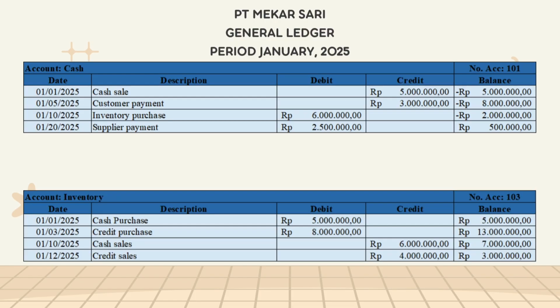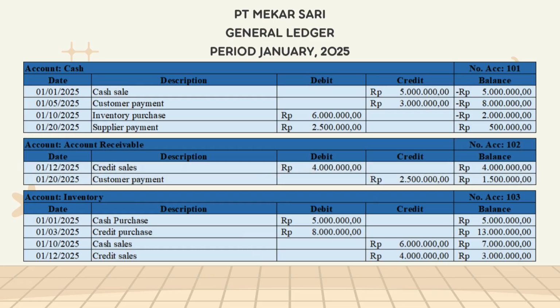The inventory account records debits of 5 million for cash purchases and 8 million for credit purchases, and credits of 6 million for cash sales and 4 million for credit sales, resulting in an ending debit balance of 3 million. The accounts receivable account records a debit of 4 million for credit sales and a credit of 2,500,000 for customer payments, resulting in a debit balance of 1,500,000.